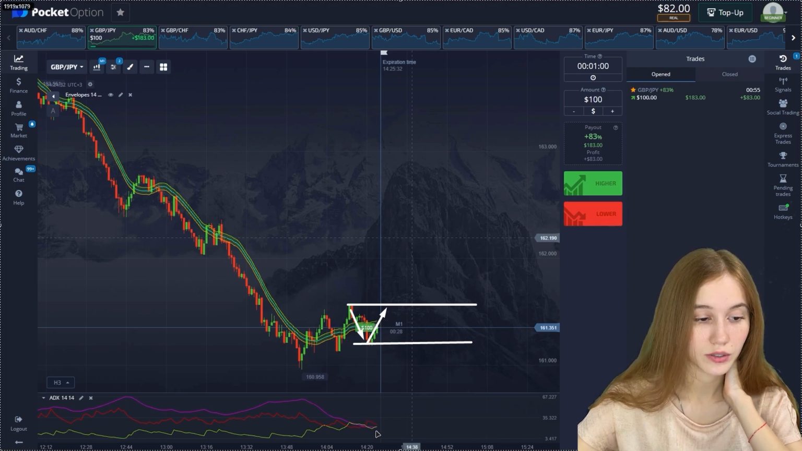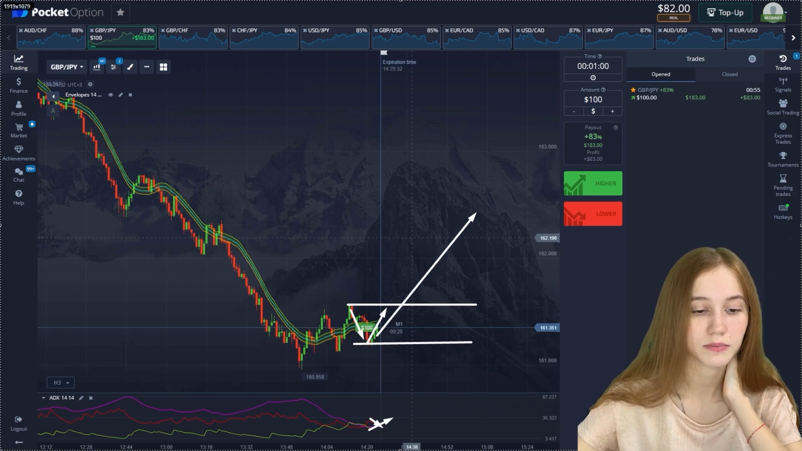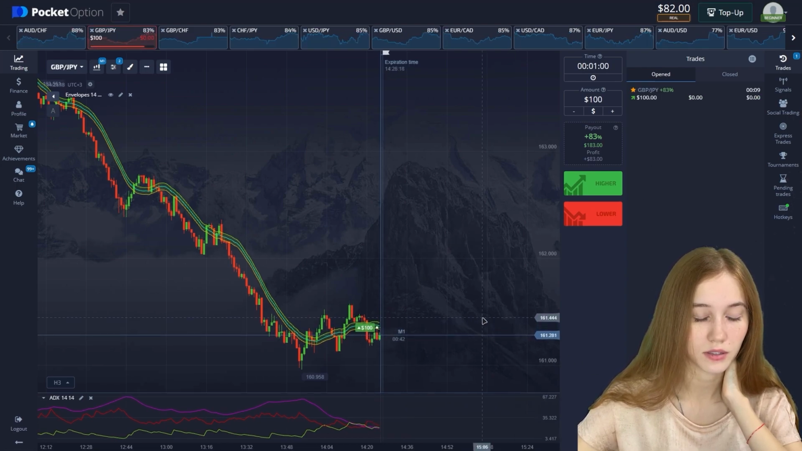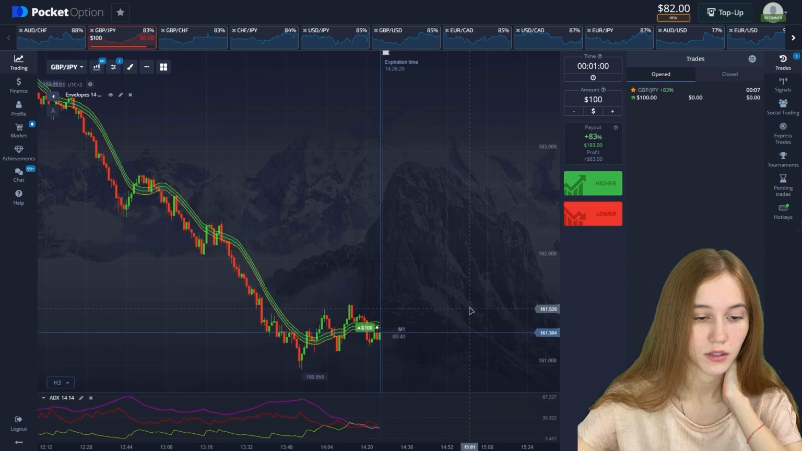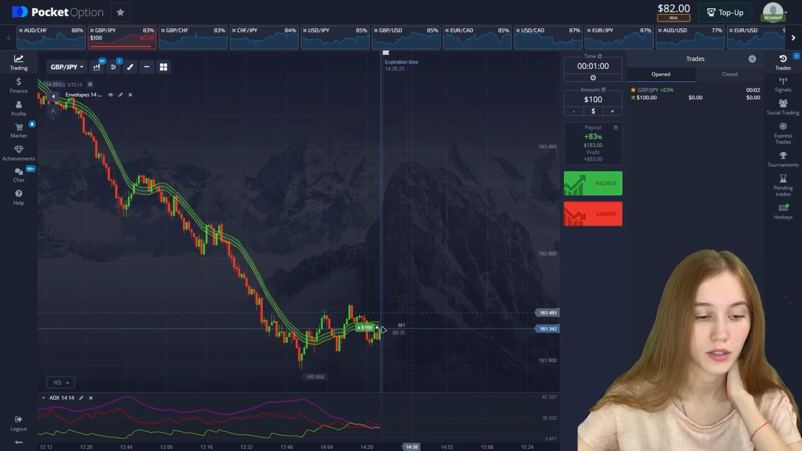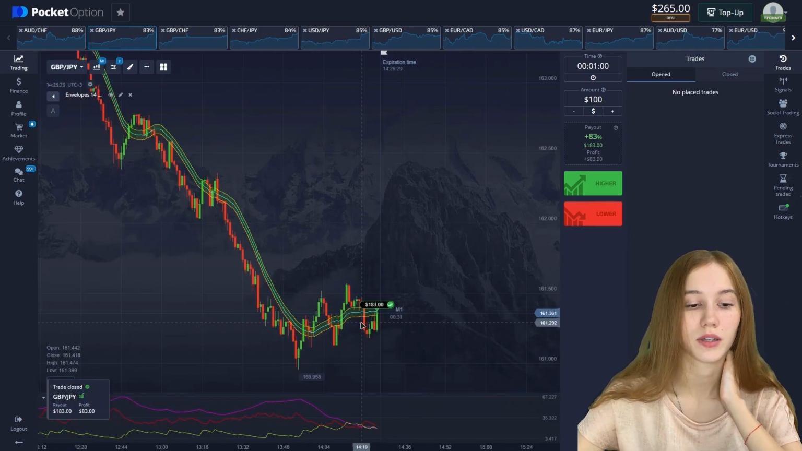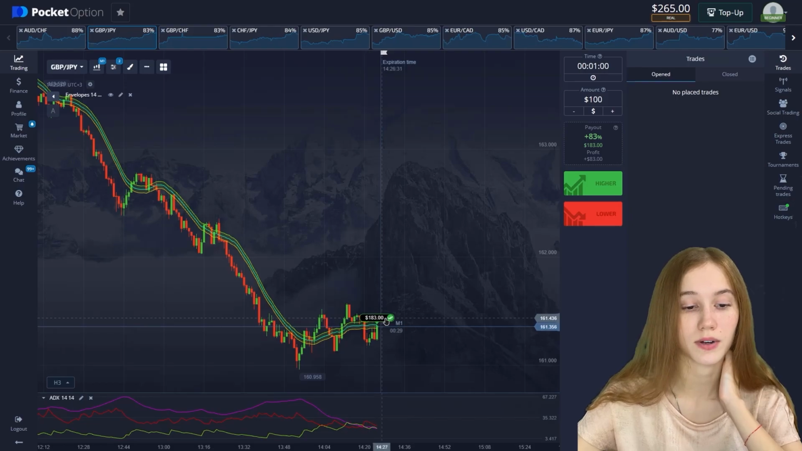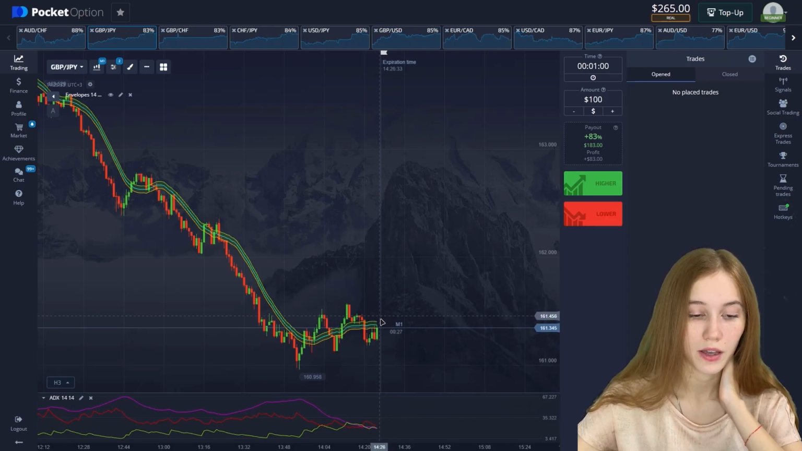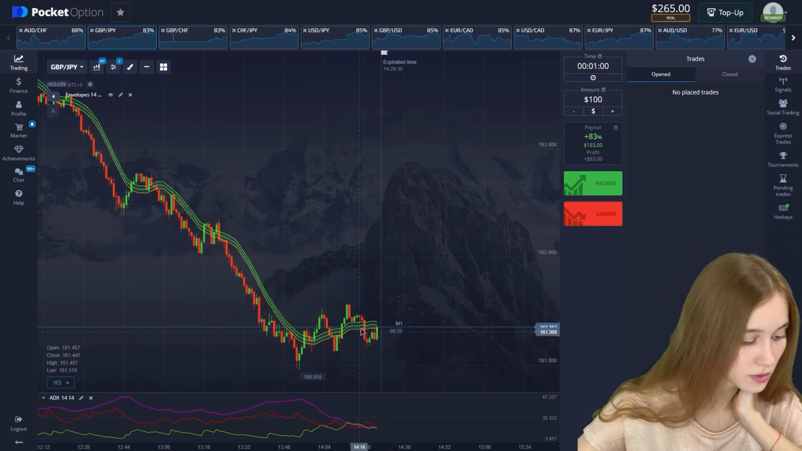Trend reversal, and 5 seconds left until the end of the deal. Yeah, let's see. Yeah, good. Our total profit is $183 and the balance is $265. Good. Let's move on to the next concept.